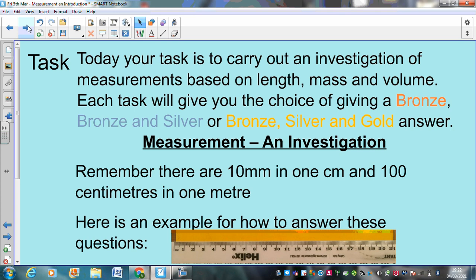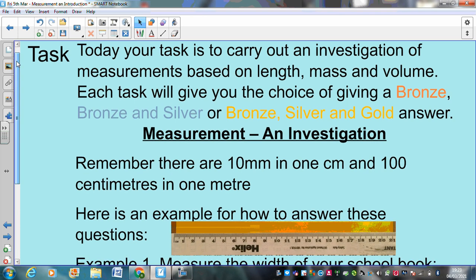In other words, you can't just do silver, you need to do bronze to be able to do silver. And similarly, if you want to do gold, you've got to do bronze, silver and gold. Okay, there's a question sheet on your links page. Just scroll down to it and you'll see 9 questions there, or 9 tasks. But I'll just talk a little bit more.